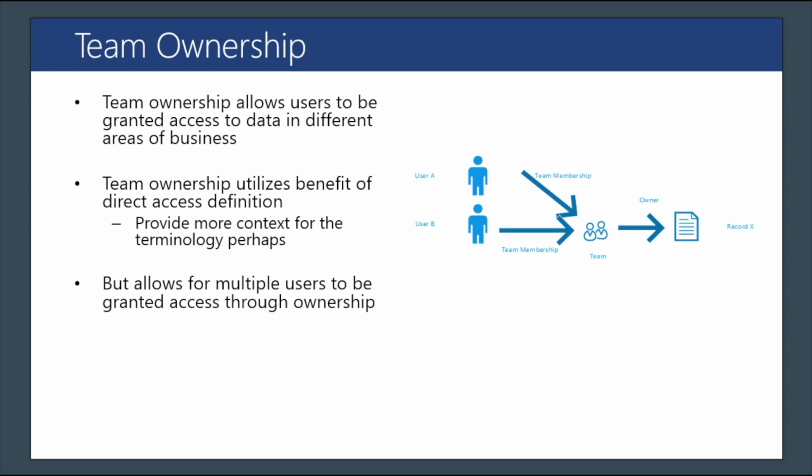It allows for multiple users to be granted access through ownership. So if I had user A in business unit B, and user B in business unit B, but they are both members of Team A, even if their security role is limited in scope of access to that particular record, the team that owns the record that they're both members of grants them access to the record via that team.